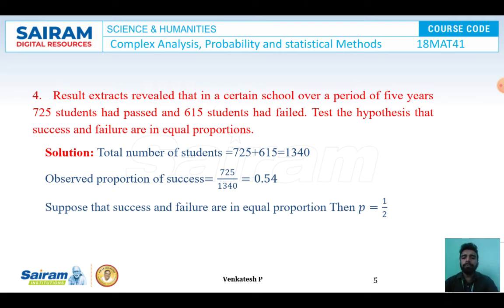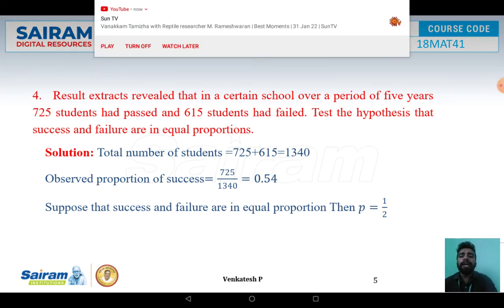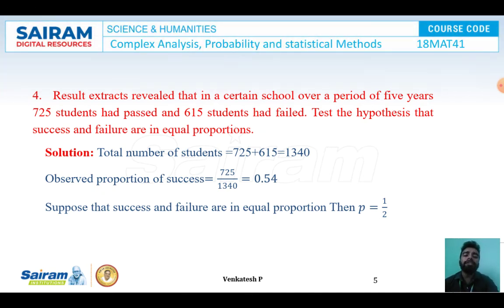Example number 4. The problem is like this. In a school over a period of 5 years, 725 students passed and 615 students failed. Test the hypothesis that the successes and failures are in equal proportion.